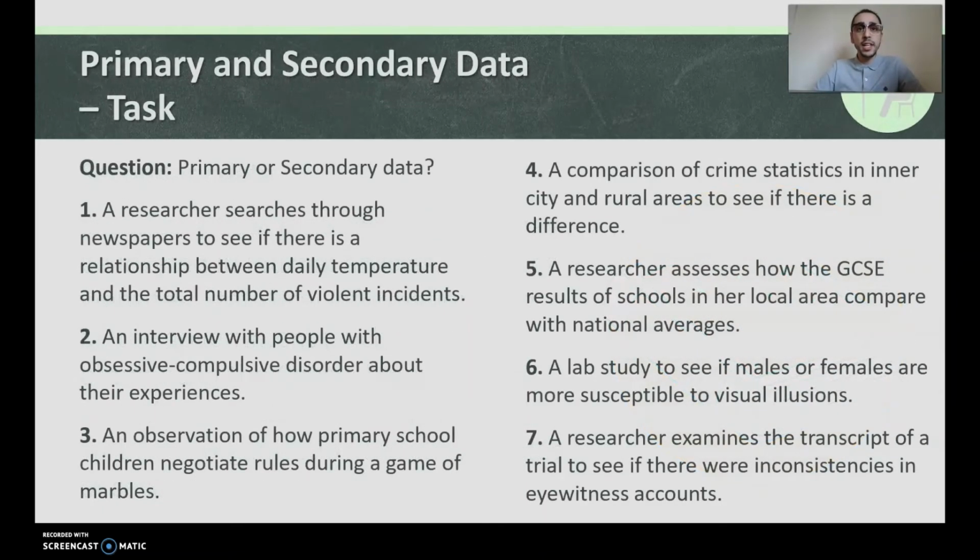Right, have a look at these 7 questions. Are they primary or secondary data? Okay, have a little look, pause the video, answer the questions, write down the answers. How many are you going to get right out of 7? Let's have a look.